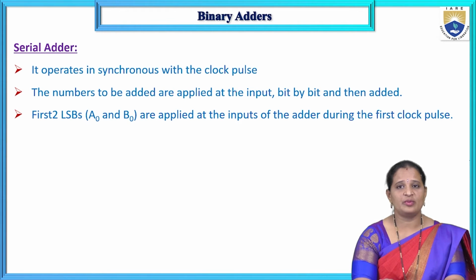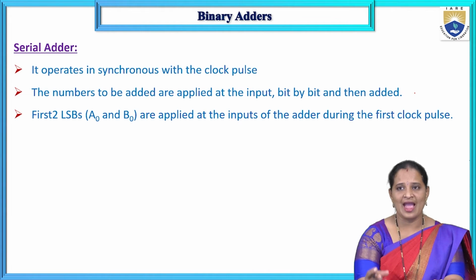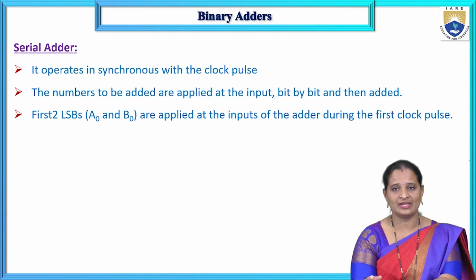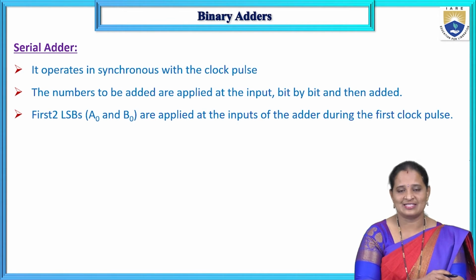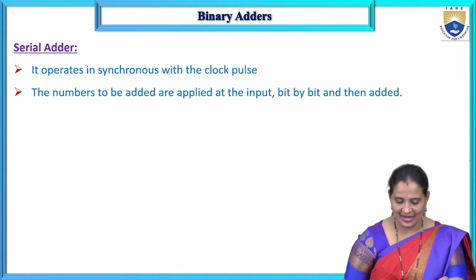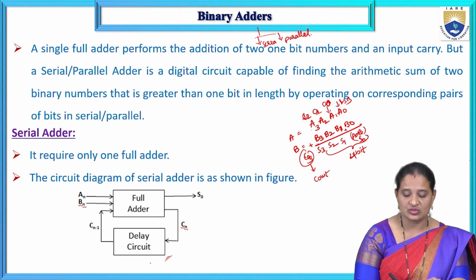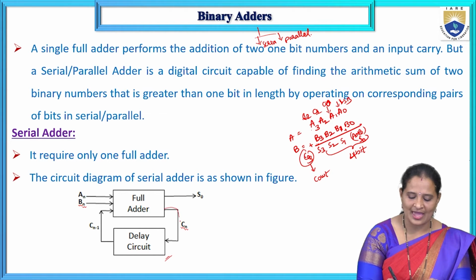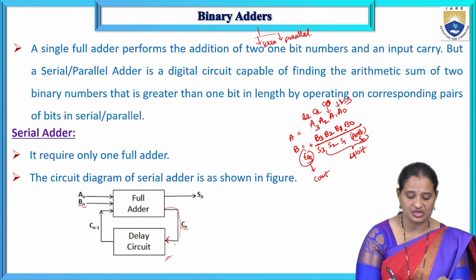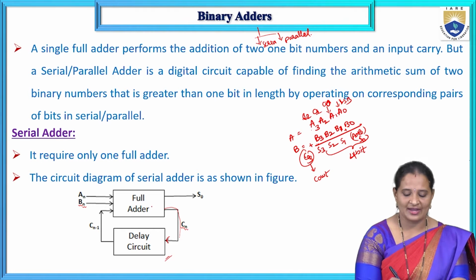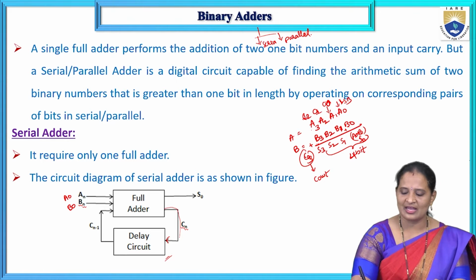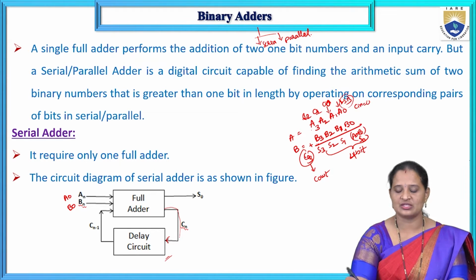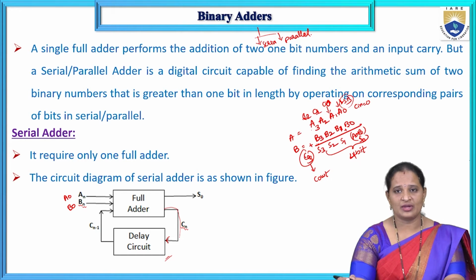The numbers to be added are applied at the input bit by bit and then added. When we add 2 bits, it can produce a sum and a carry. The carry will be forwarded to the next addition, so in order to store that carry, we are using a delay. This delay is used to apply the carry output of one section of addition to the next section of addition. That means initially we will be sending the LSBs. When we are adding LSBs, we need to consider the carry input as 0.